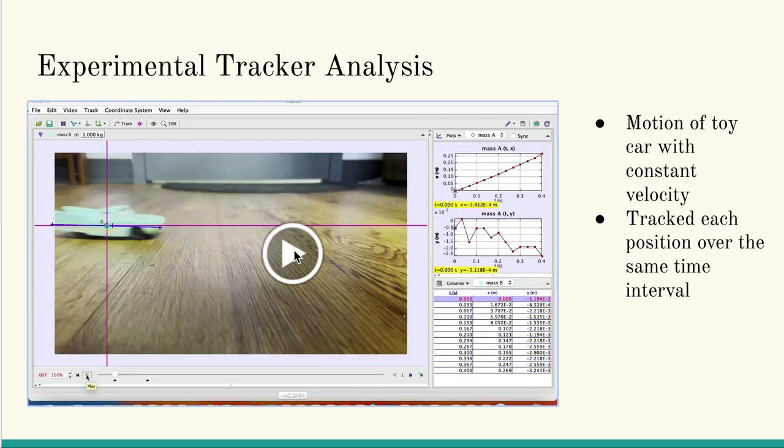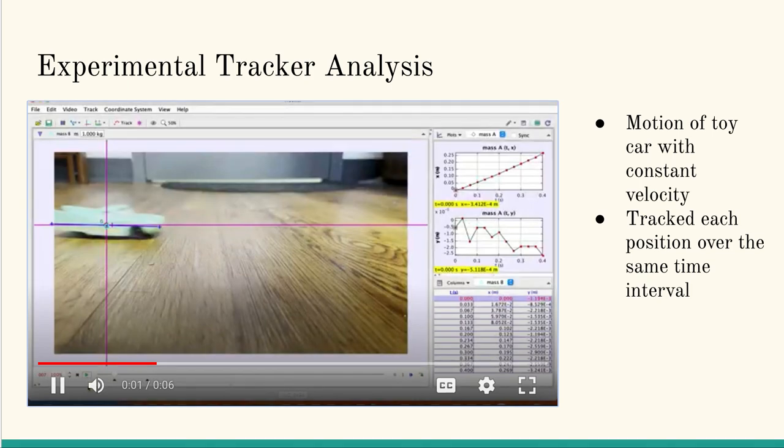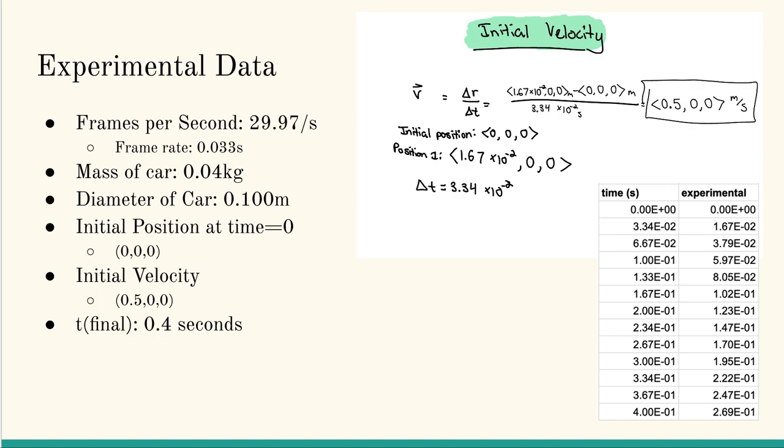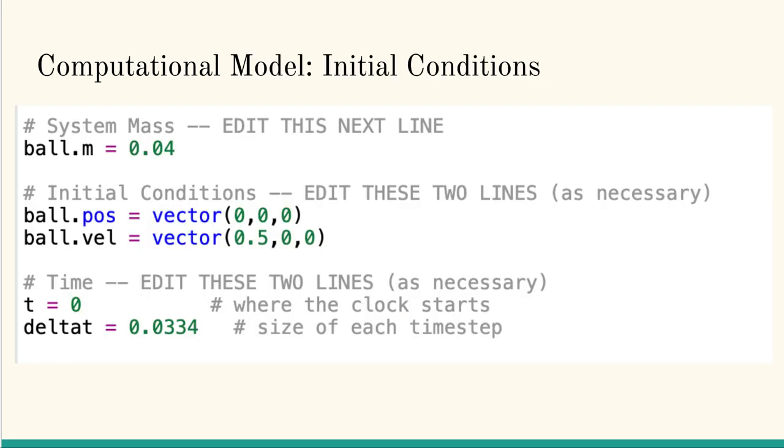This was the experimental model using the tracker analysis that tracked the position over time. These were the experimental data of a frame rate of 0.033 seconds, the mass of the car was 0.04 kilograms, and the diameter of the car was 0.1 meters. The initial velocity was calculated with the initial position and position 1 through displacement over change in time, and the final time was 0.4 seconds, so that's how long the object took to move across the screen.